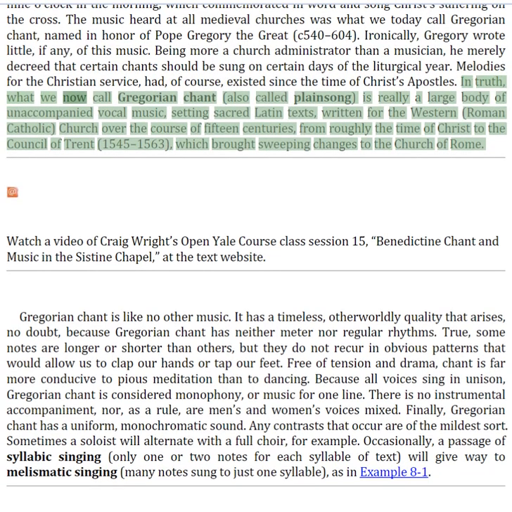In truth, what we now call Gregorian chant is really a large body of unaccompanied vocal music, setting sacred Latin texts, written for the Western Church over the course of 15 centuries, from roughly the time of Christ to the Council of Trent, which brought sweeping changes to the Church of Rome.